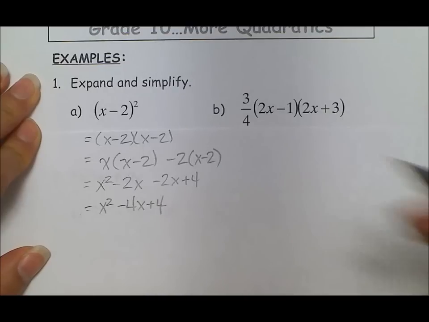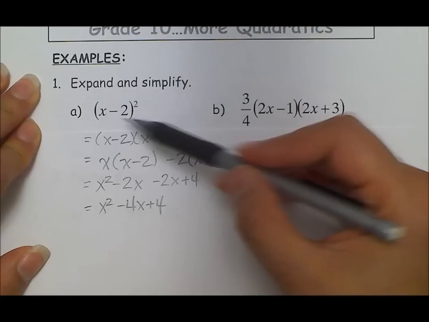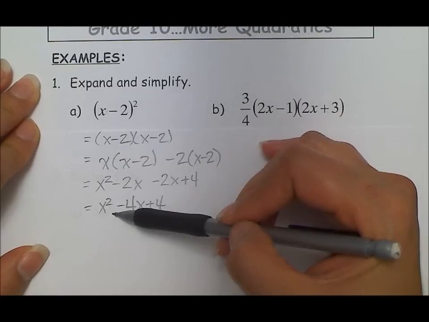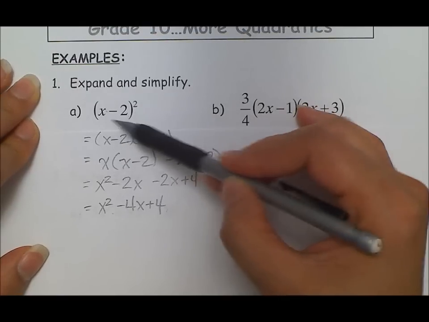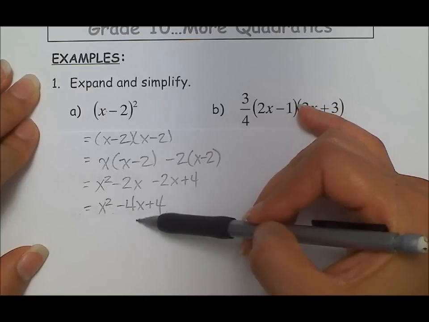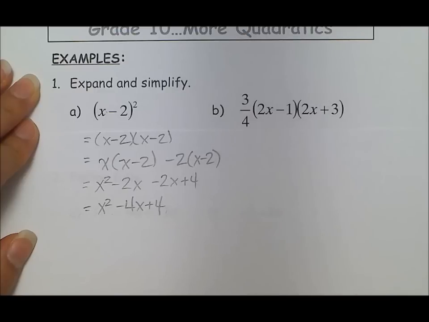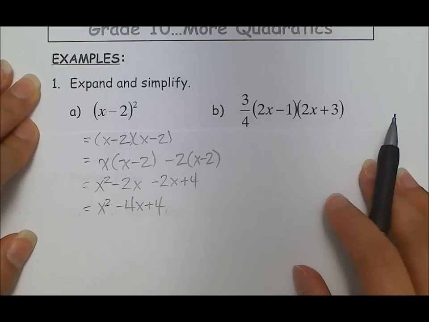There's also a shortcut for doing this as well, in case you remember it. The shortcut was that you would take the first term and square it. You would take the last term and square it. And then to get the middle term, you would multiply the two terms together and double it. So if you remember that, great. If you don't, it's not a big deal. You know how to expand in different ways.